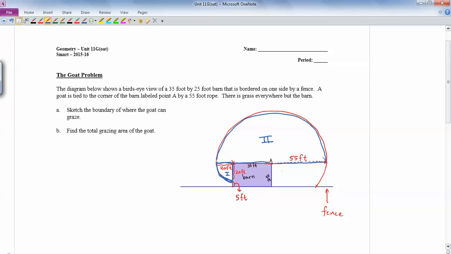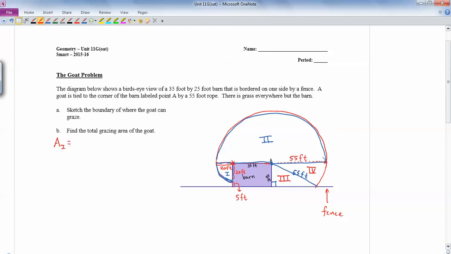And then this part over here, I'm actually going to slice into 2 different types of shapes. So if I connect point A to here, that's 55 feet right there. And then the nice thing is this part underneath it is a perfect right triangle. So we can work with that too. So I'm going to call the triangle region 3, and I'll call this piece region 4 right there. So let's find the areas of those 4 regions.